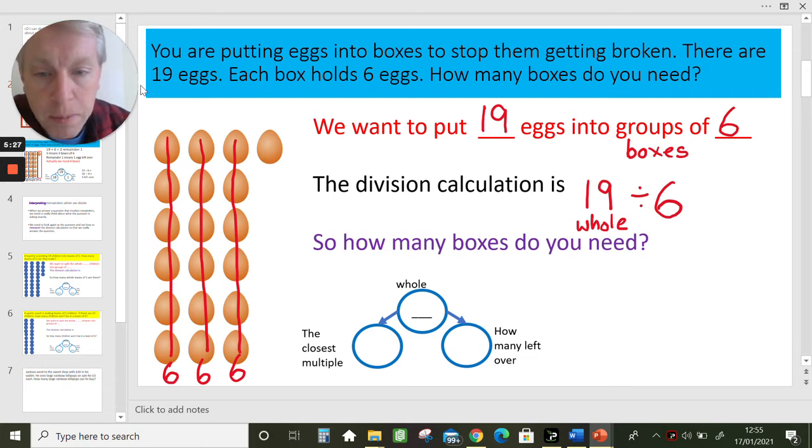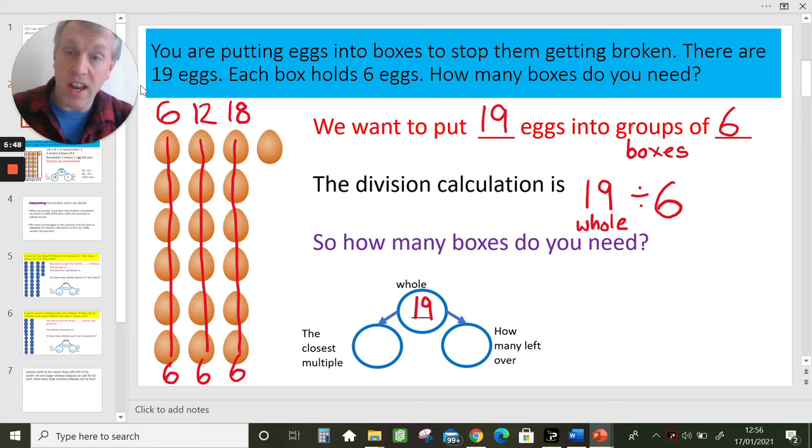So, we split our whole number of eggs, 19 eggs, into the closest multiple of 6. Remember? So 6, and another 6 is 12, and another 6 is 18. Stop there. If I say the next one, 24, I haven't got 24 eggs. I've only got 19, so I've got to stop before I get to 24. So the closest multiple of 6 is 18.